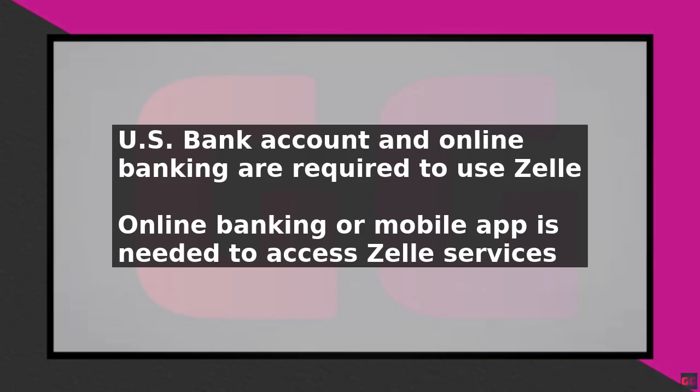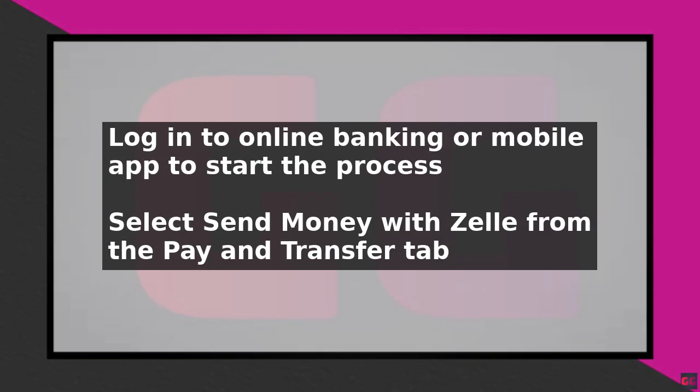First, log in to your U.S. Bank online banking account or open the mobile app. If you are using the app, tap the menu icon and select Send Money. If you are using online banking, click on the Pay and Transfer tab and then select Send Money with Zelle. Next, review the terms and conditions of using Zelle with U.S. Bank. This includes understanding the transfer limits, fees, and any other requirements.